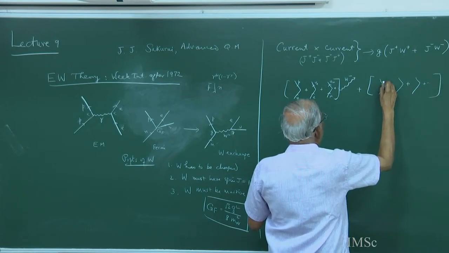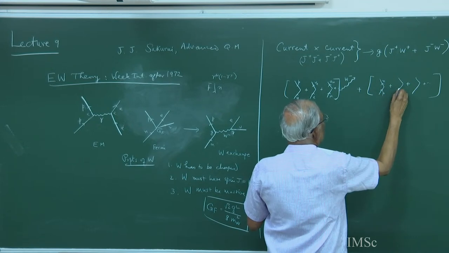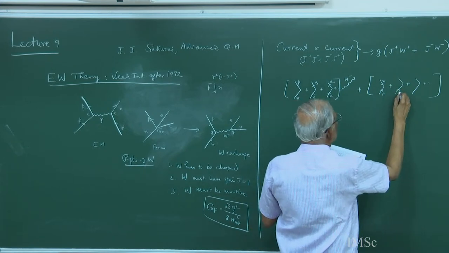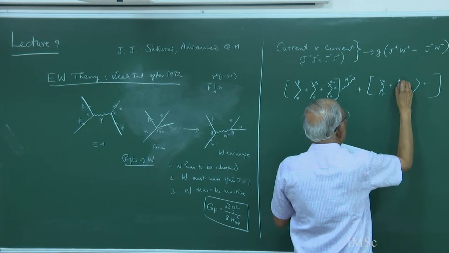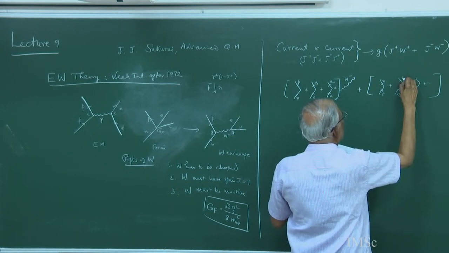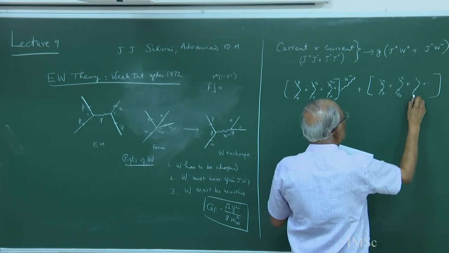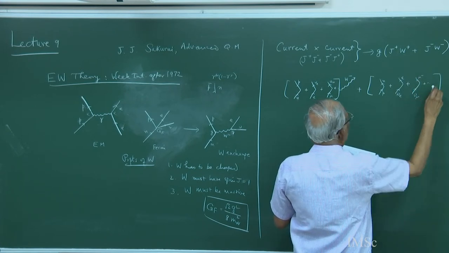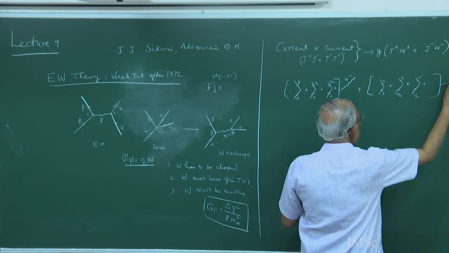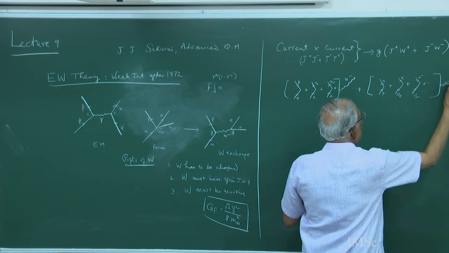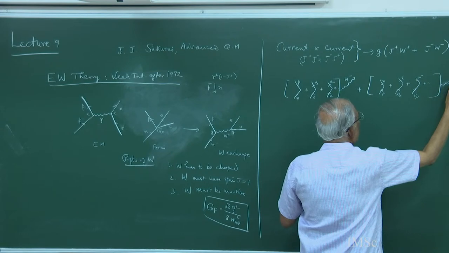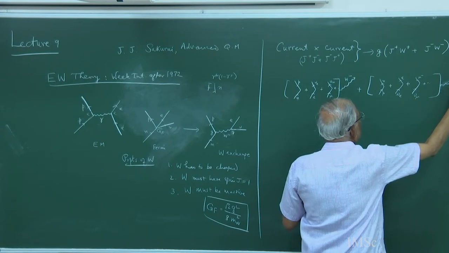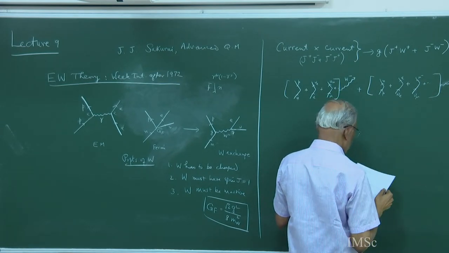Here the proton is destroyed, so it is charge decreasing. So neutrino and e minus is created, nu mu and mu minus and so on. And this should be W plus. This corresponds to this term, W plus emission and W minus emission.